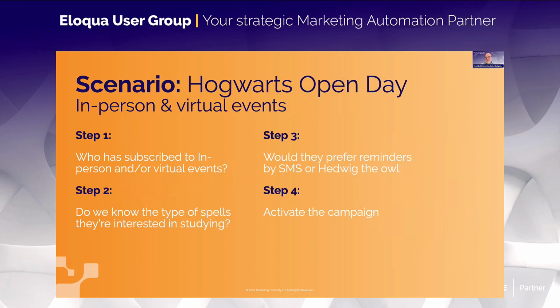Let's say we have a scenario, it's Hogwarts open day, the university's campus is alive, and we've got people coming from all sorts of places, but it's also running as a virtual event. What you may do differently as a result of having all of this information is first find out who's actually subscribed to both in-person or virtual events. So they're your baseline groups, probably 2 segments that you might create within Eloqua. Do we know the types of spells they're interested in studying? If we've been asking these questions along the way, we can then start to tailor those invitations based on the interests that they've already expressed to you.